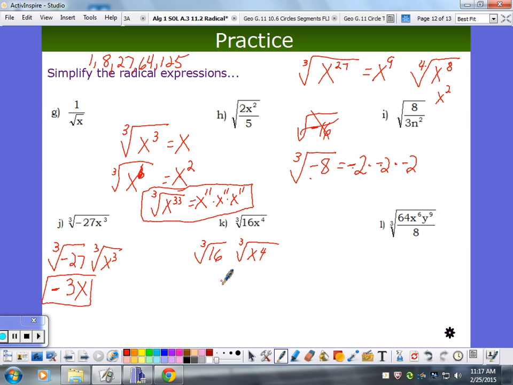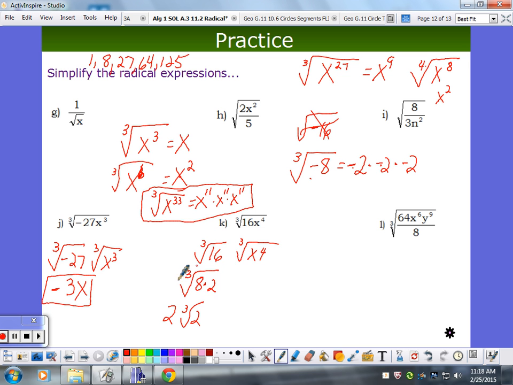Okay, so you have a couple of choices. You can say, what's the biggest perfect cube that's a factor of 16? Look back up here. Right? That's the cube root of 8 times 2. What's the cube root of 8? 2. And then I have the cube root of 2 left over.